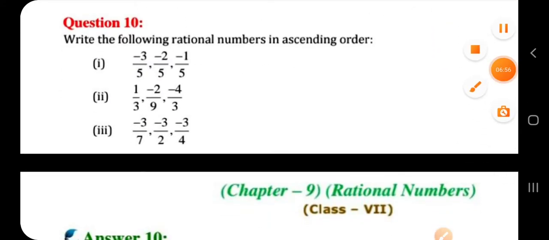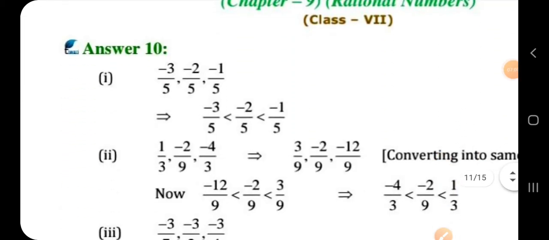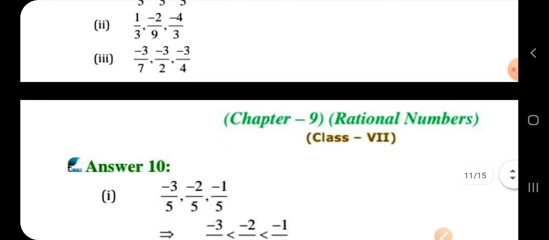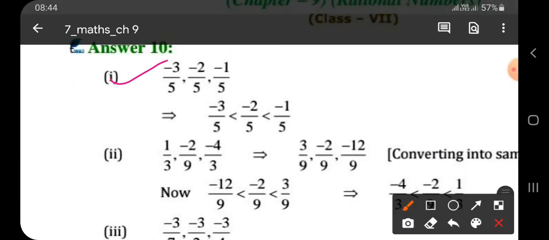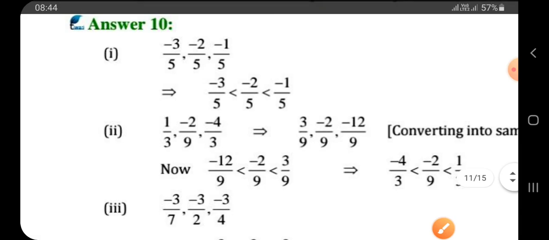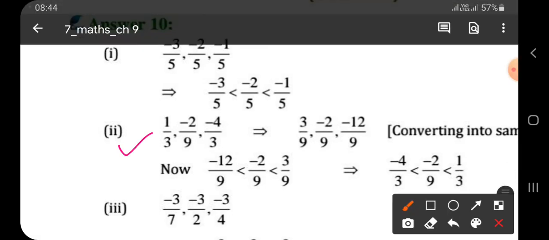Now question number 10. Write the following rational numbers in ascending order. First one, minus 3 upon 5, minus 2 upon 5, minus 1 upon 5. So minus 3 is smaller, then minus 2 and then minus 1. Next, 1 upon 3, minus 2 upon 9 and minus 4 upon 9.